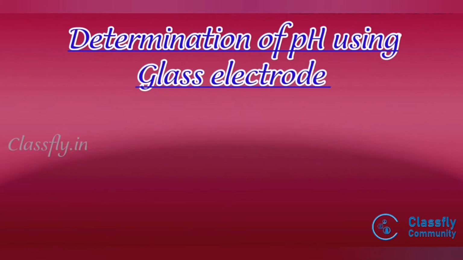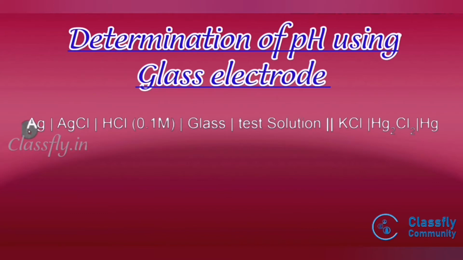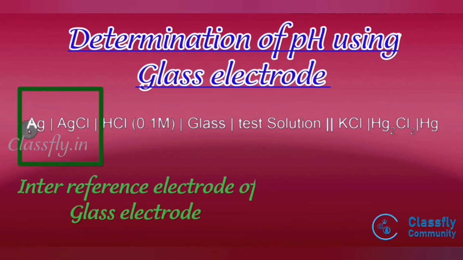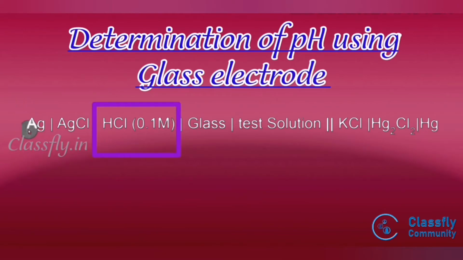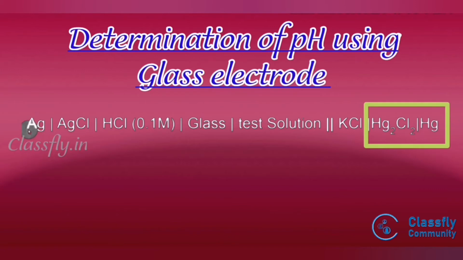The cell can be represented diagrammatically as Ag/AgCl/HCl 0.1 molar/glass/test solution/salt bridge KCl/Hg2Cl2/Hg. Here Ag/AgCl means the internal reference electrode of the glass electrode. HCl 0.1 molar means it is the internal reference solution. Glass means the glass membrane. So the entire glass electrode is coupled with the calomel electrode, that is Hg2Cl2/Hg.